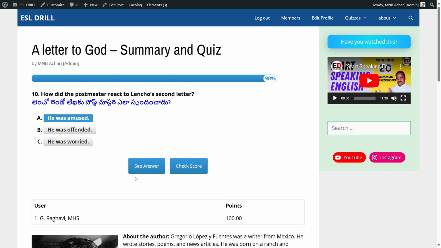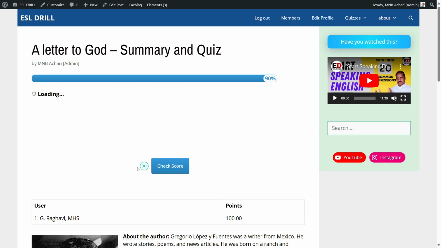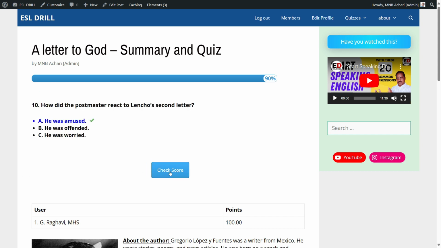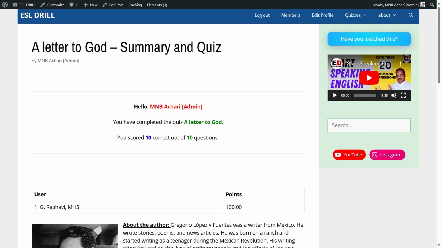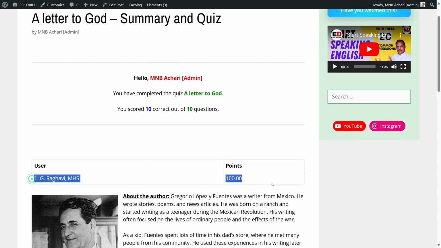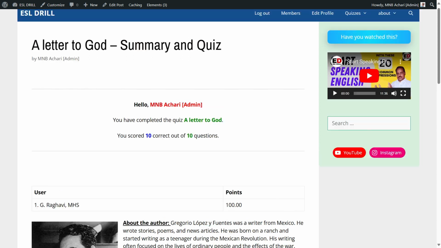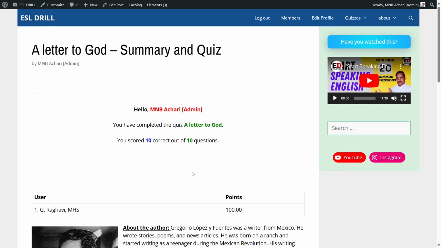Now look at this. The C answer button has moved to the left here. This happens with the last question because on the right you can see the submit or check score button. Now here's the answer. That's right. Now check score. That's done. Hello MNB Achari. Now if you are a member, you can see your name there. Hello and your name. You have completed the quiz A Letter to God and you scored 10 correct out of 10 questions. But you don't see your name here. If you want to see your name here, you need to reload the page.